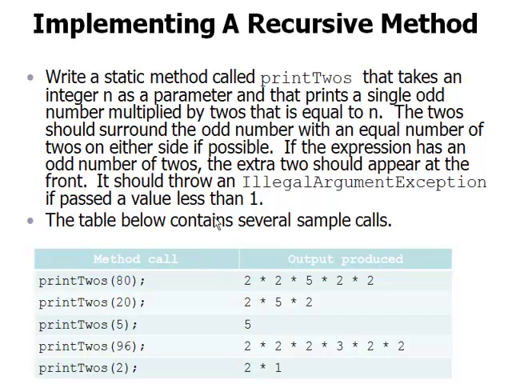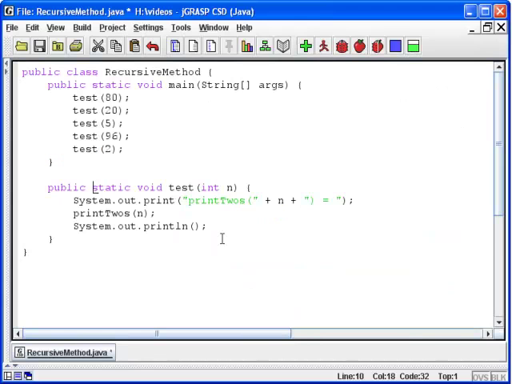And we're told to throw an illegal argument exception if it's passed a value less than 1. I've included those various test cases in a program here that tests each of them. It prints out what it's doing, it calls the print2s method, and then completes the line of output. So our task is to write a public static method that does the print2s. It's not returning any value here, so it's a void method.